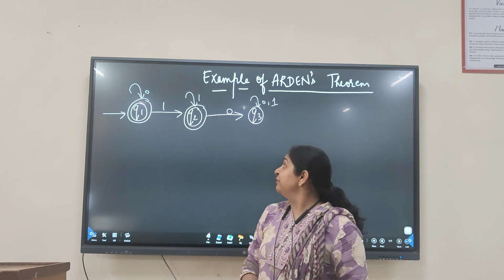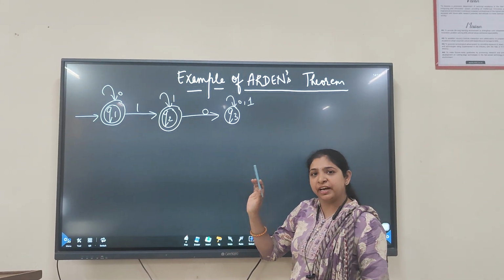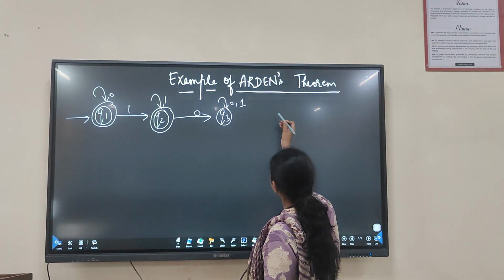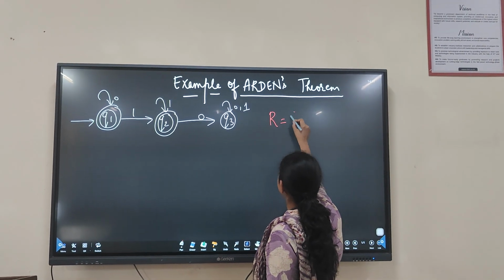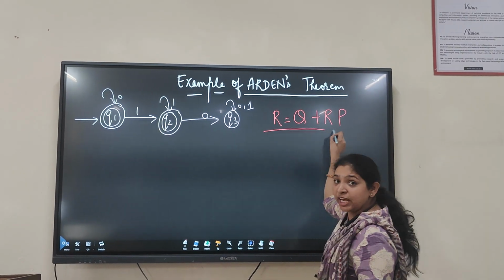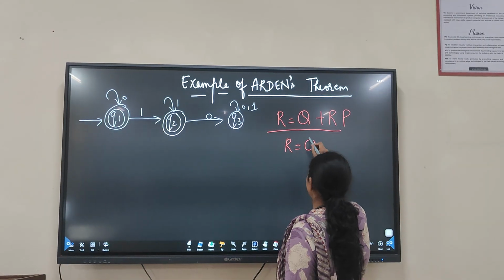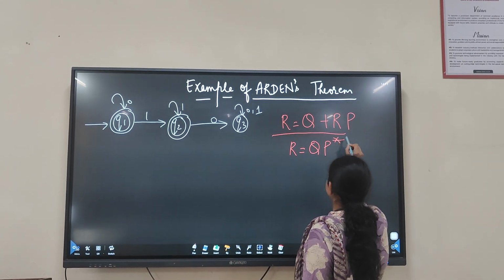Everyone, today we are going to discuss the example of Arden's theorem. As per Arden's theorem, if you have an equation like this, R is equal to Q plus RP, for such type of equations there is only one solution, that is R is equal to QP star.